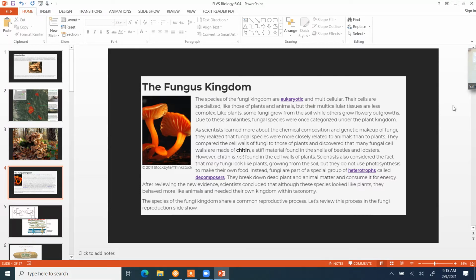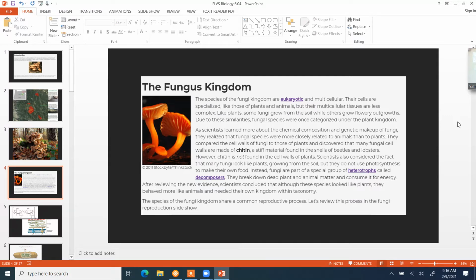Most of the time they're multicellular. When they're multicellular, their cells can be specialized. That means different cells do different kinds of things. So it says here that before, people thought that fungi were part of the plant kingdom. Plants have flowers and stuff like that, and fungi also have fruiting bodies, like mushroom caps and stuff like that.